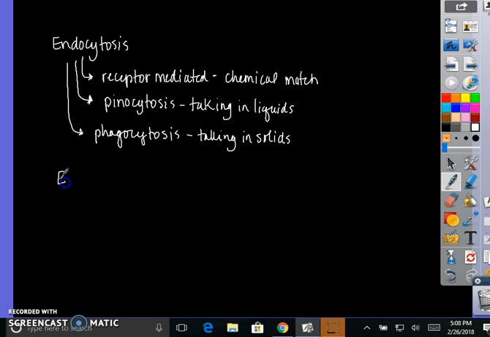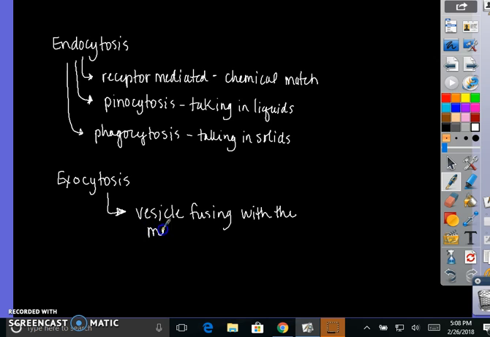Now, exocytosis, not a whole lot to really discuss there, except in the animation, you see the vesicle fusing with the membrane. Okay, so the vesicle fuses with the membrane, and it keeps things from escaping. It keeps things from running rampant. It keeps things from moving around. It keeps everything kind of contained.